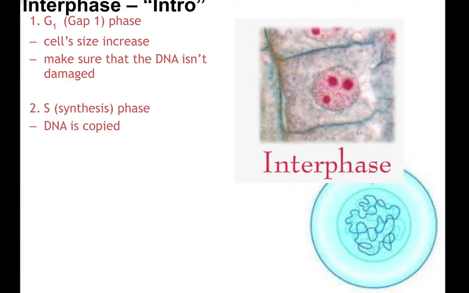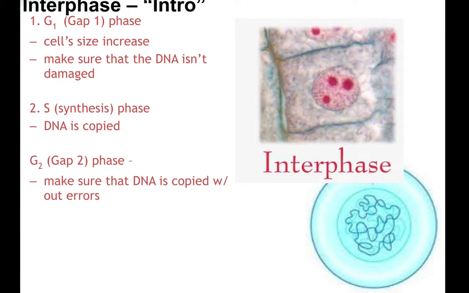The cell then gets signals again from the body to move on to the next part of interphase, which is G2. Label C in interphase as G2. During this phase, the cell makes sure that the DNA is copied correctly. It also prepares itself to divide.